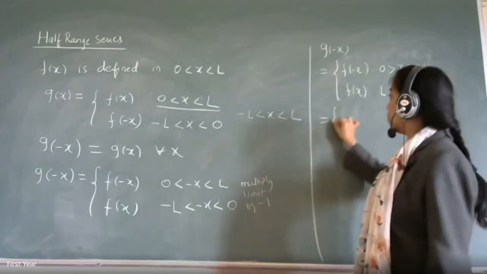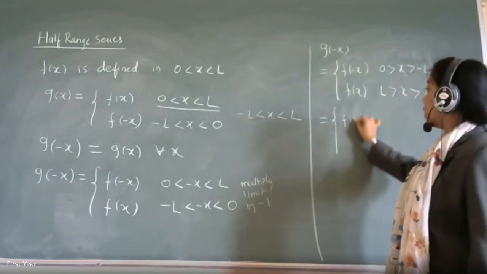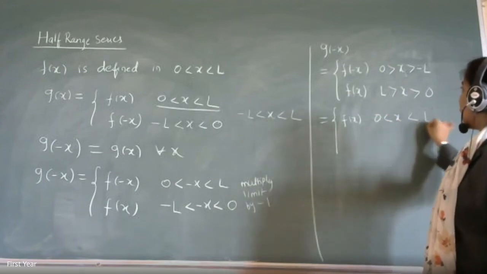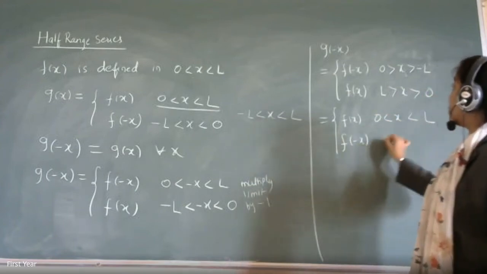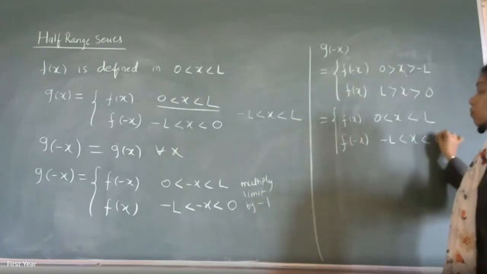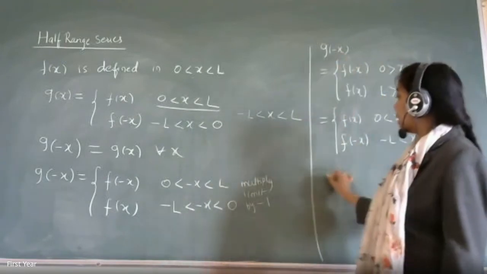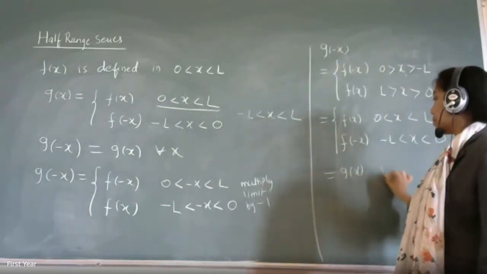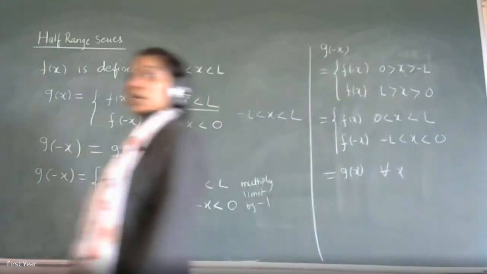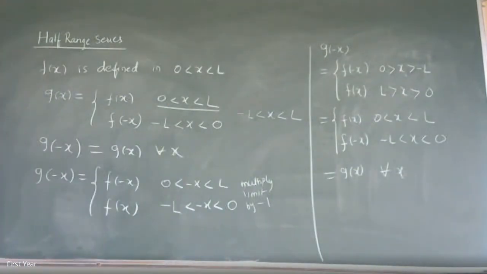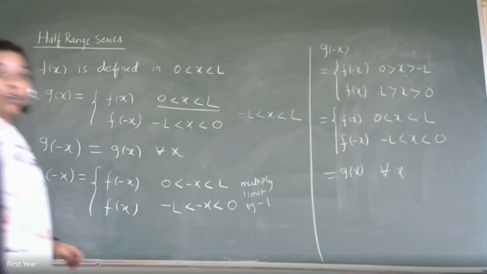What is this equal to? Write it properly. It is f of x for 0 less than x less than L, and f of minus x for minus L less than x less than 0. Compare now. देखो दोनों, is this g of minus x same as g of x? Did you get g of minus x is equal to g of x? Yes or no? Yes, please quickly reply. g of minus x is becoming equal to g of x. So what is g? G is even or odd?